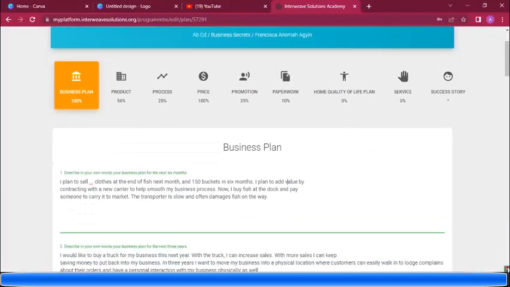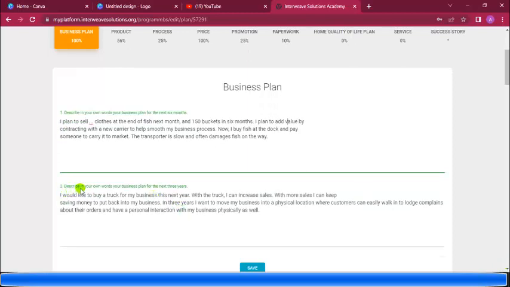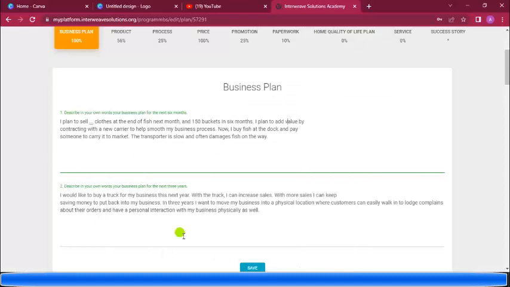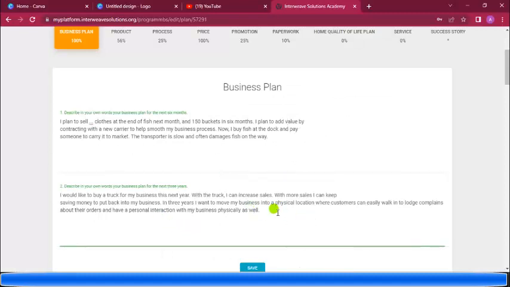Then the second question is number two: describe in your own words your business plan for the next 3 years. So you look at what the person wrote, and then you use it to describe in your own words your business plan for the next 3 years. In my platform, that is where you type all these things for your business plan. So what are some of the ways that applying the 6 P's of business will help your business grow?